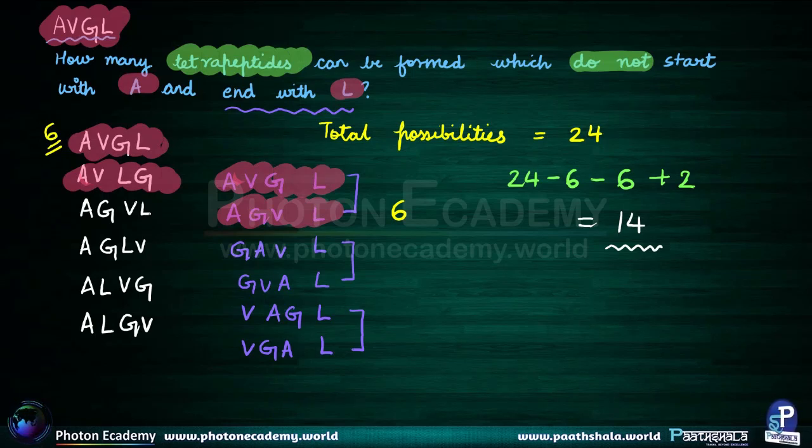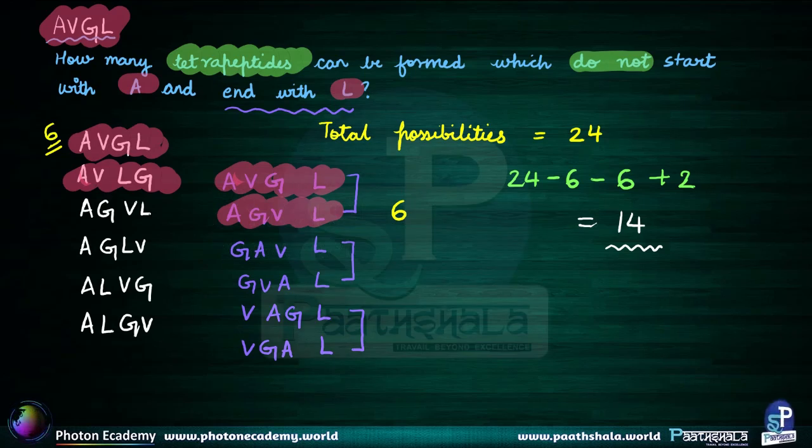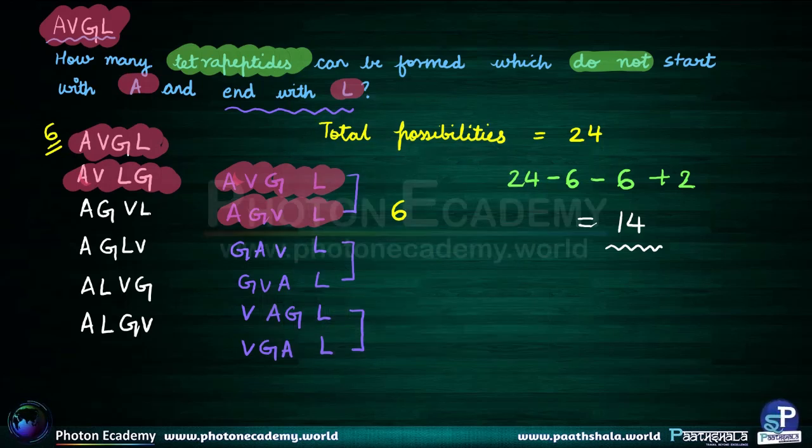Okay. So this is how you find the answer. Please don't naturally use the combination method. Instead, write it out for yourselves and see which ones have to be taken and which ones have not to be taken, so that it makes the job easier. Okay, so when we do all this, we get a total of 14 tetrapeptides that do not start with A and end with an L. So that brings us to the end of biomolecules.